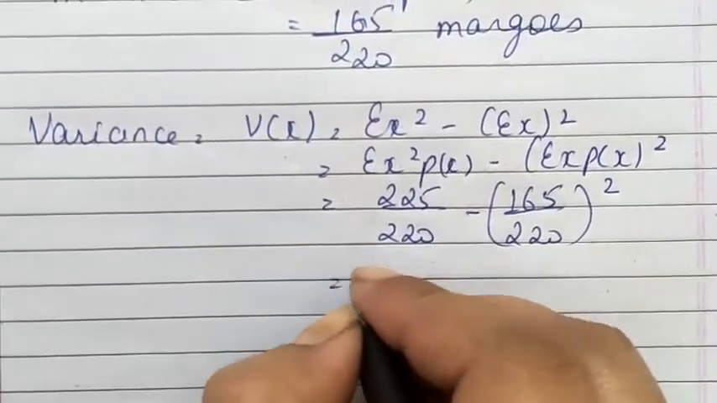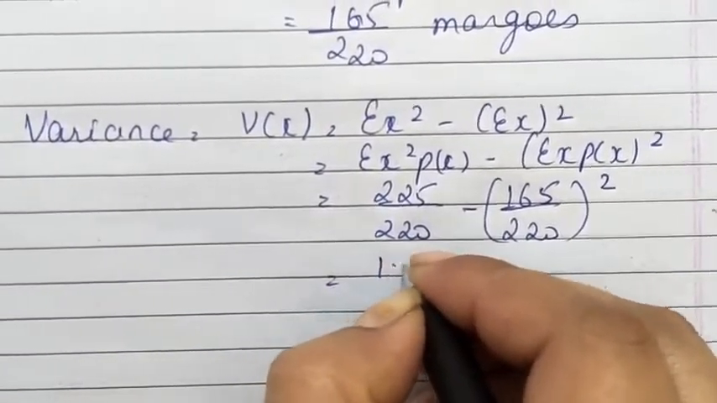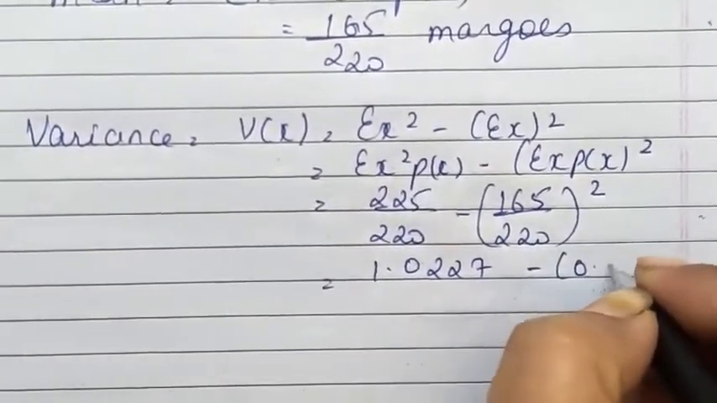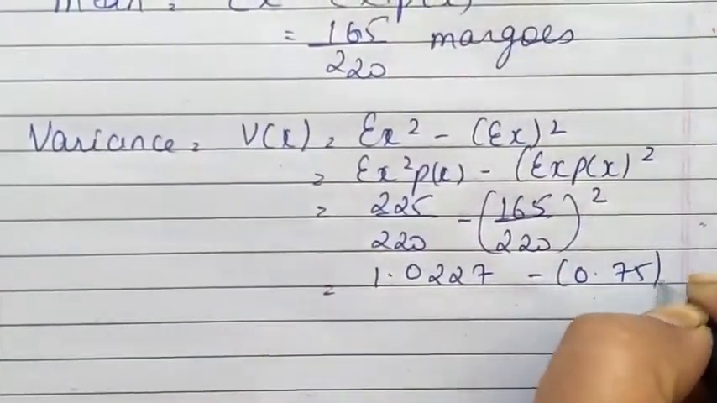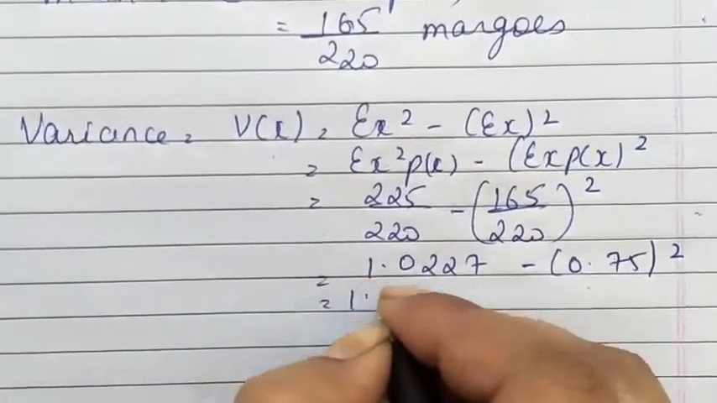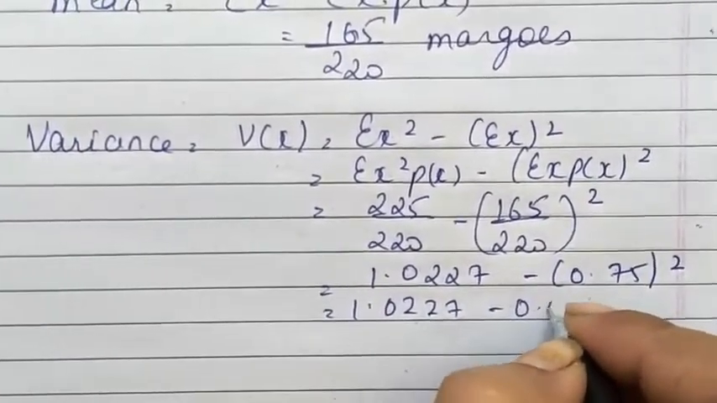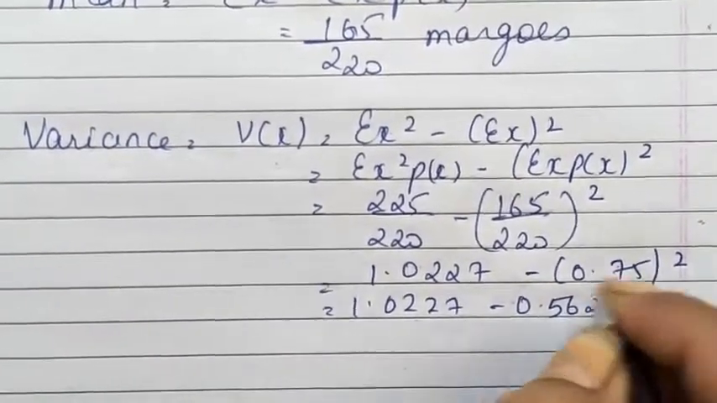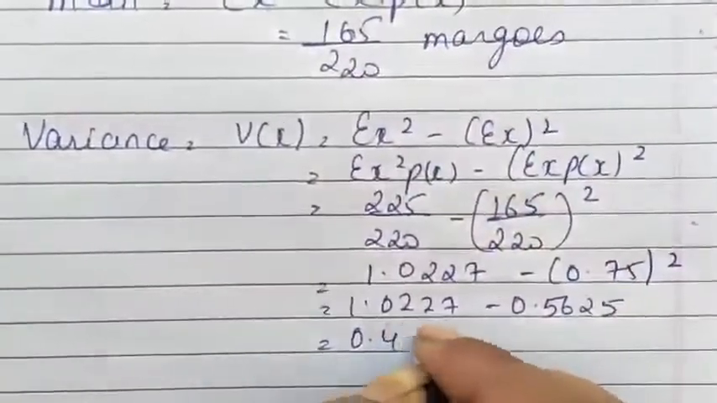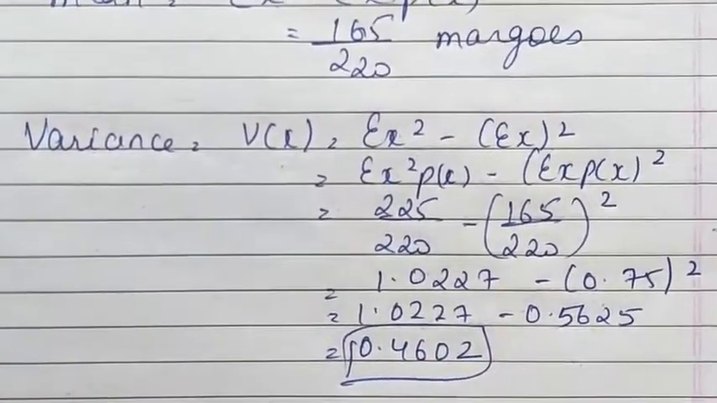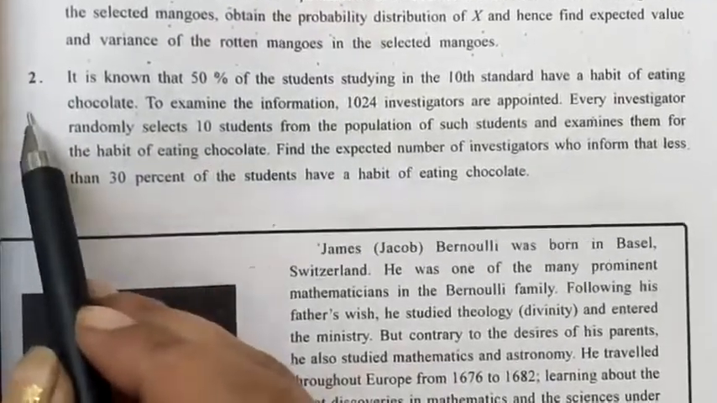So now answer: 1.0227 minus 0.75 the whole square. 1.0227 minus 0.5625. The answer comes to 0.4602. Clear? Now next comes sum number 2.